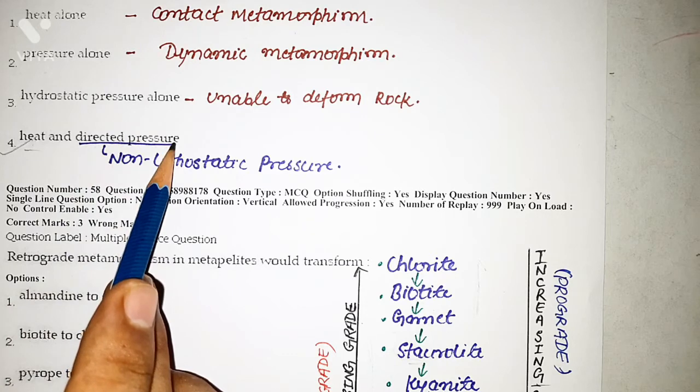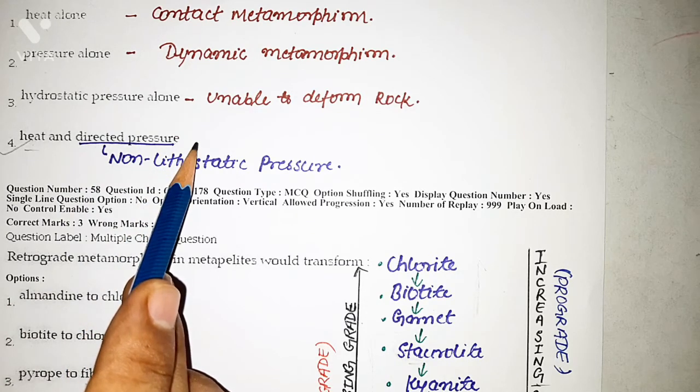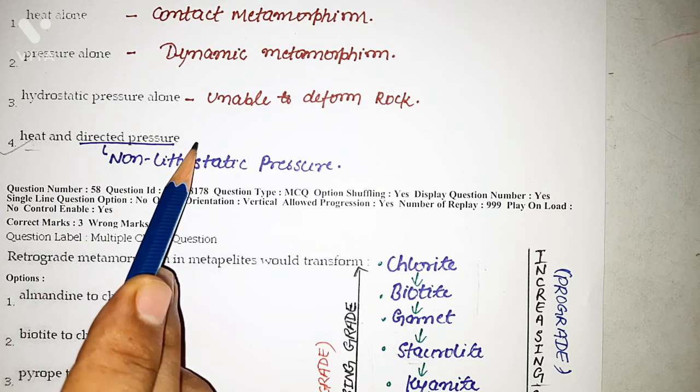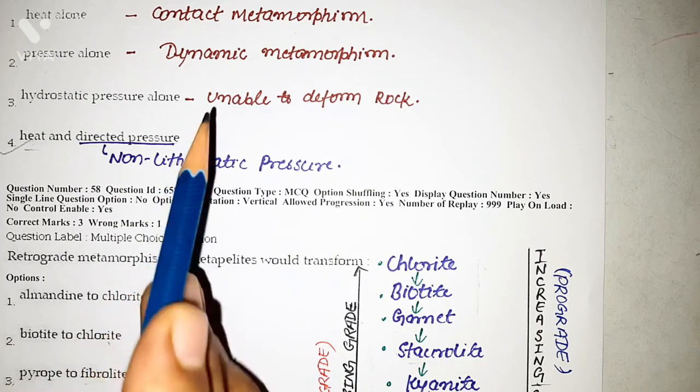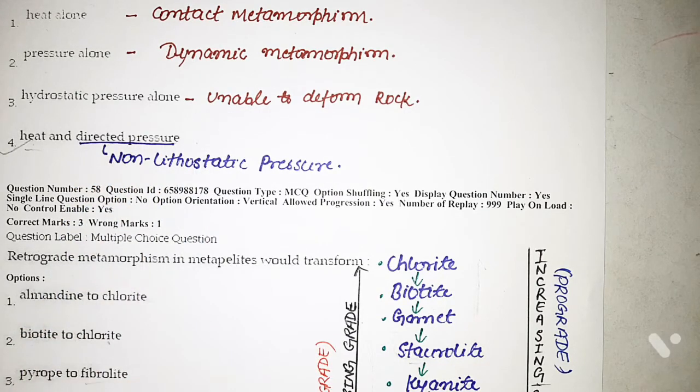Heat and directed pressure. From the definition of regional metamorphism, it is clear that regional metamorphism is produced by the combined effect of heat and directed pressure. Directed pressure is also known as non-lithostatic pressure. Now coming to next question.